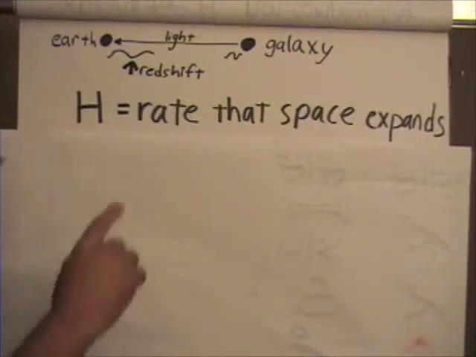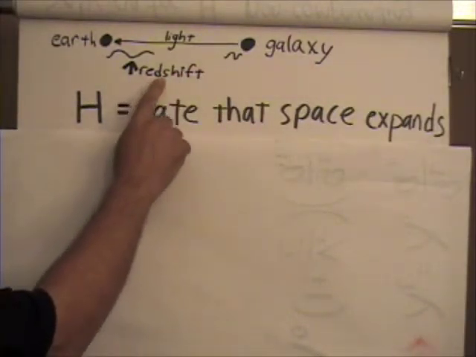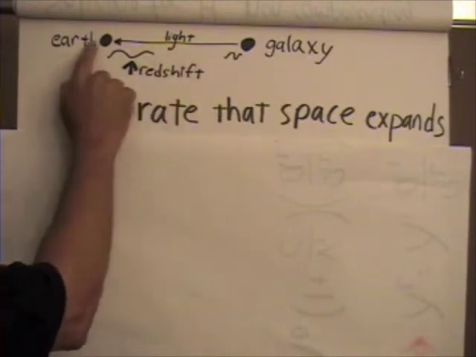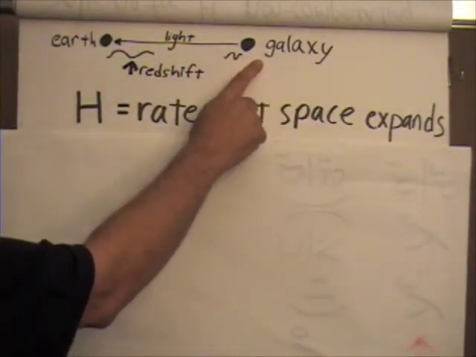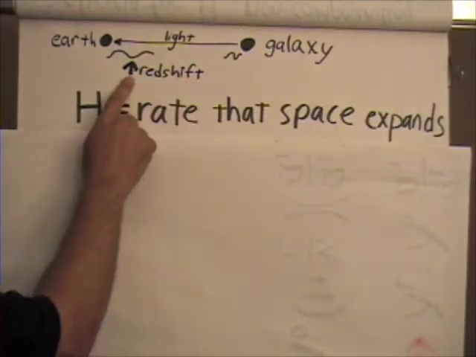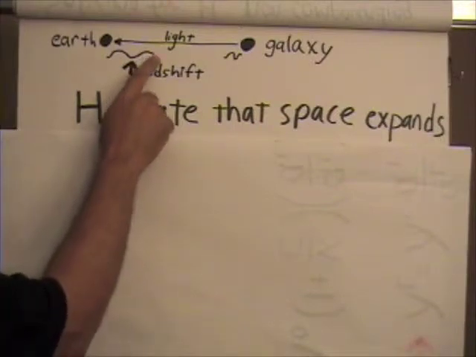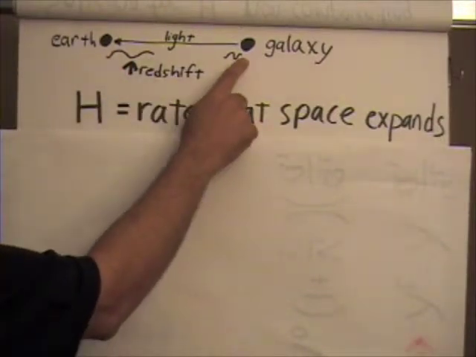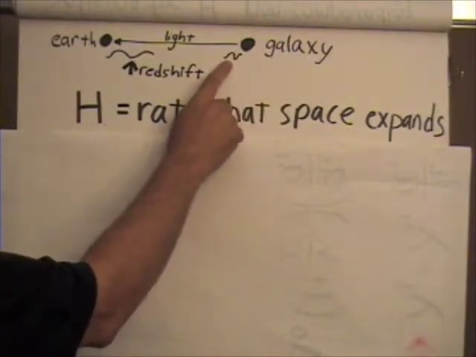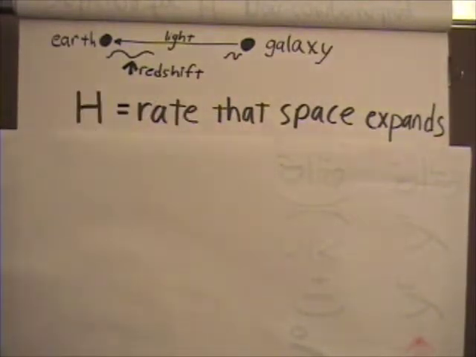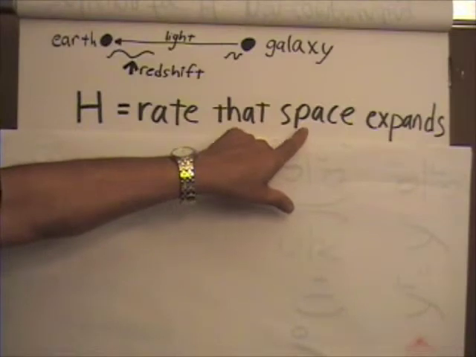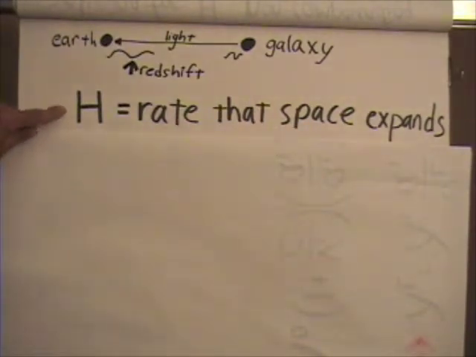Well, the reason they know is because it's been observed that light coming to the Earth from distant galaxies has experienced a redshift, which means that the wavelength of the light, when it's observed at the Earth, is longer than when the light left the galaxy. From the observation of that redshift, the theory was developed that space is expanding, and the number that represents the rate of that expansion is the Hubble constant.